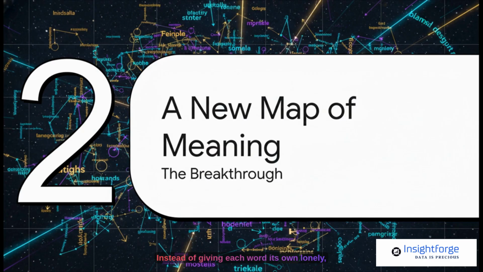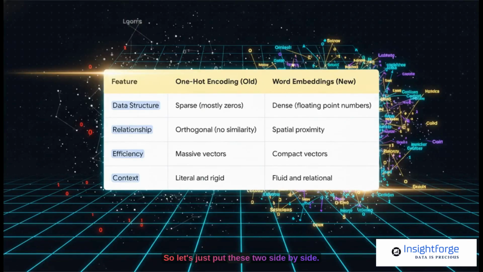Instead of giving each word its own lonely, isolated dimension, what if we could map them all together in a shared space? This is the core idea behind what we call word embeddings, and it changed everything. So let's just put these two side by side. On the left, you've got one-hot encoding. It's sparse, mostly zeros, and it tells us nothing about relationships. But on the right, you have word embeddings. They're dense. Instead of a list of 50,000 numbers, a word is now represented by a much shorter list, maybe a few hundred numbers. And these aren't just zeros and ones, they are coordinates. And as you're about to see, those coordinates are the whole secret.